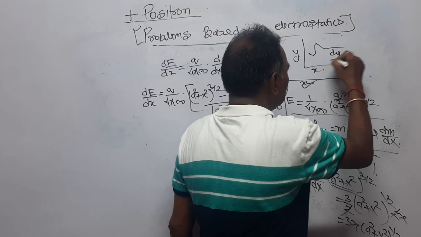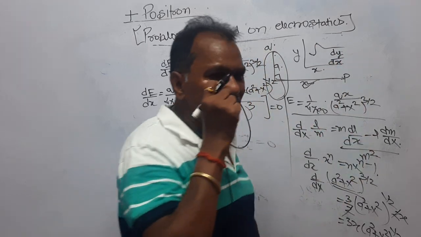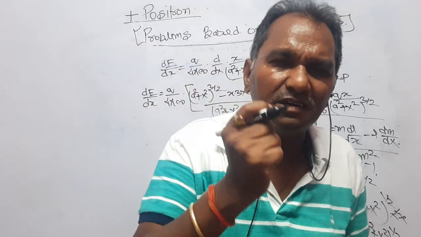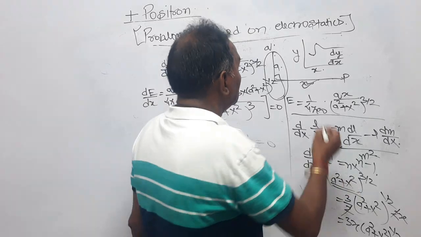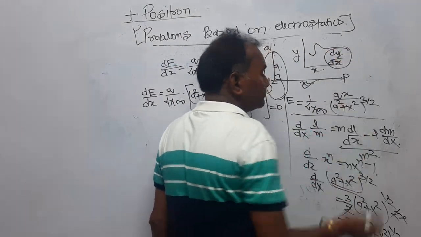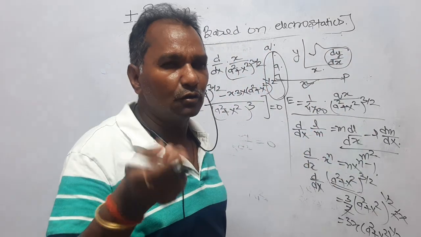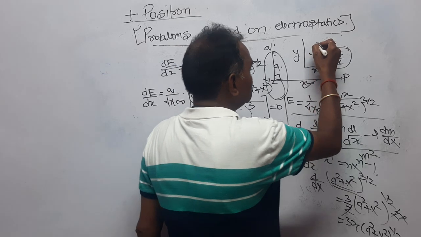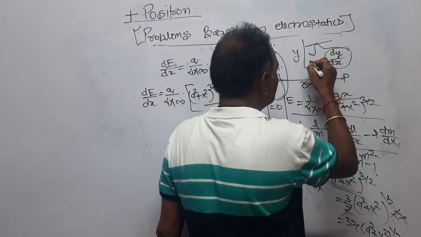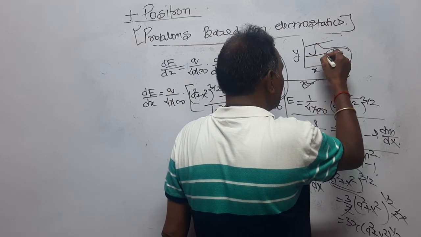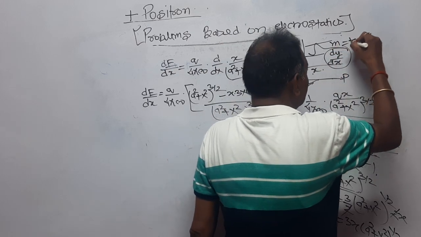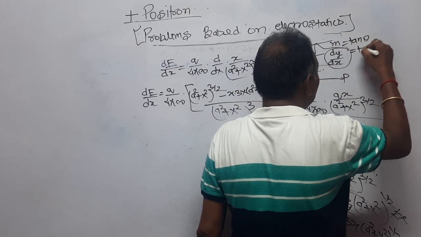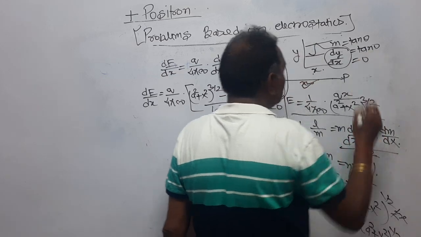dy upon dx is what? dy upon dx is actually the slope of the tangent drawn at the point. If dy upon dx at a point represents the slope of the tangent, at the maxima the tangent you will draw like this, at the minima the tangent will be like this. So m is equal to tan theta, and that is equal to tan 0, and that is equal to 0.